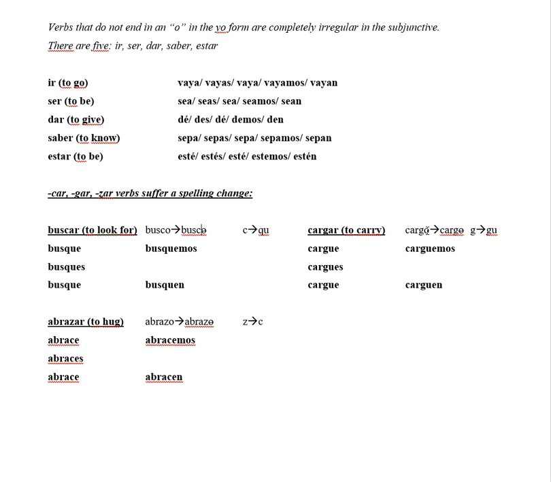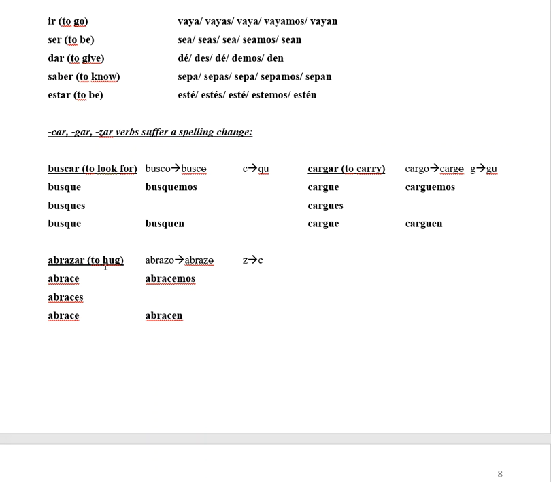Cargar, meaning to carry. The yo form is cargo. You drop the o, and the g is going to become a gu. Yo cargue, tú cargues, él cargue, nosotros carguemos, ellos carguen. Abrazar, to hug. Yo abrazo, we drop the o, and the z is going to become a c. Yo abrace, tú abraces, él abrace, nosotros abracemos, ellos abracen.